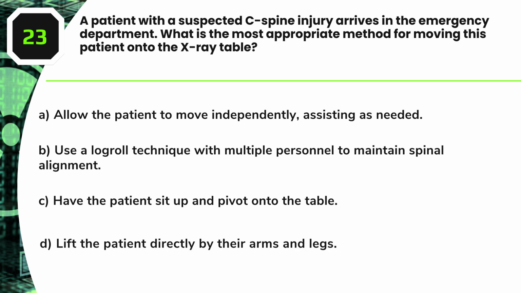Question 23. A patient with a suspected C-spine injury arrives in the emergency department. What is the most appropriate method for moving this patient onto the X-ray table? A. Allow the patient to move independently, assisting as needed. B. Use a log roll technique with multiple personnel to maintain spinal alignment. C. Have the patient sit up and pivot onto the table. D. Lift the patient directly by their arms and legs.